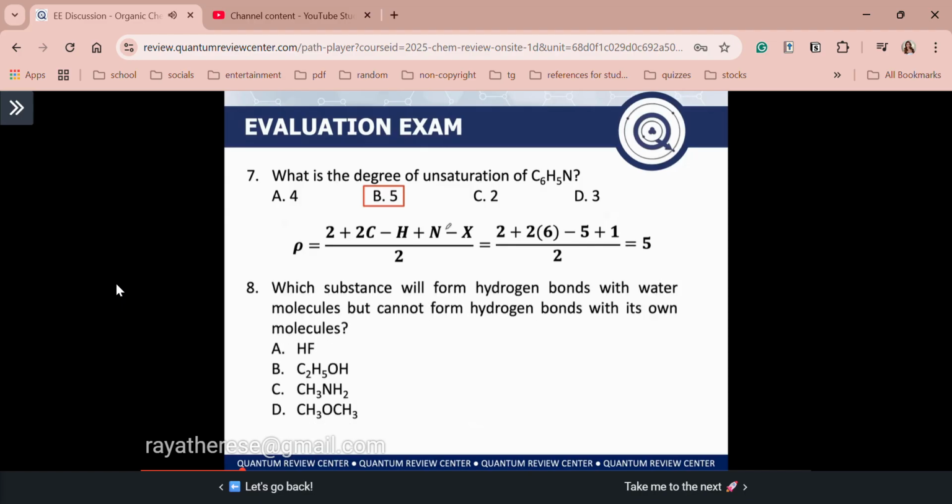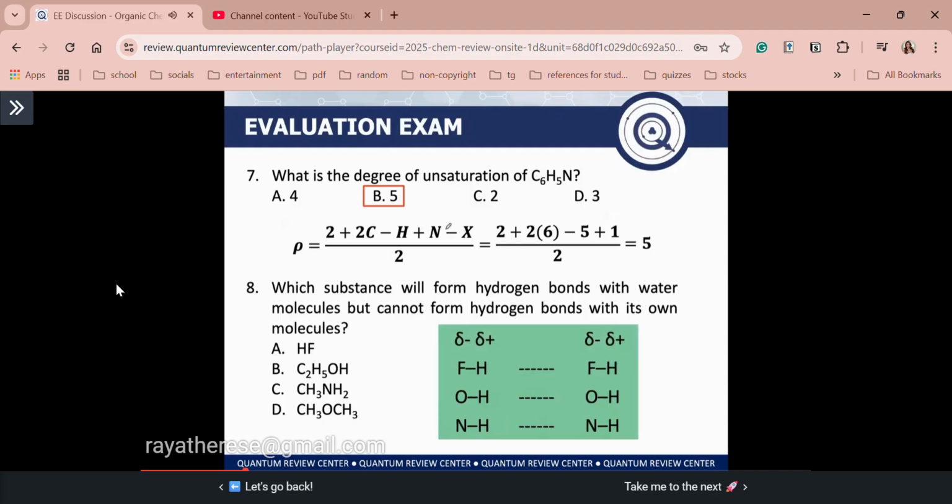Okay, on number 8. Which substance will form hydrogen bonds with water molecules but cannot form hydrogen bonds with its own molecules? Okay? So class, remember kapag hydrogen bonds, we have 3 different atoms capable of hydrogen bonding. Fluorine, oxygen, and nitrogen. Of course, first one, hydrofluoric acid. Class, this one, capable po yan ng hydrogen bonding. For letter B, o sir, alcohol yan? Yes, class. Meron pa pong lone pairs. C, of course, has nitrogen, so capable pa rin siya ng hydrogen bonding with water, similar with your methylamine.